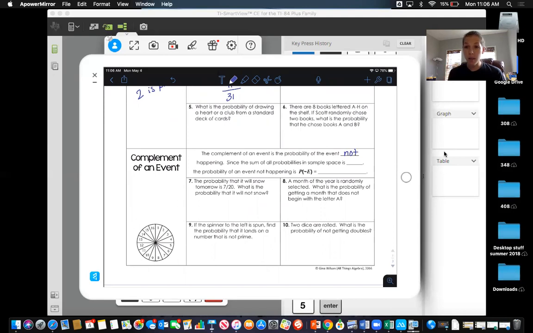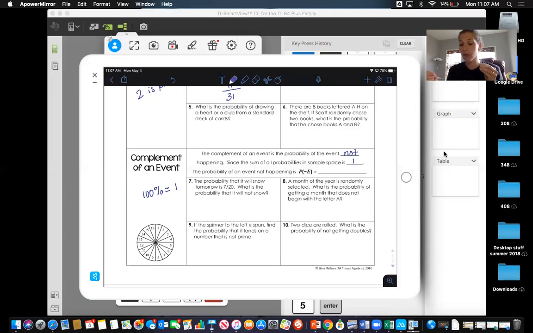Since the sum of all probabilities in a sample space is 1, remember, it either happens or it doesn't. So if you have a 40% chance of it happening, you have a 60% chance of it not happening. 40 plus 60 is 100%. 100% is 1. So all probabilities are between 0 and 1. 0 means it will never happen. 1 means it will always happen.